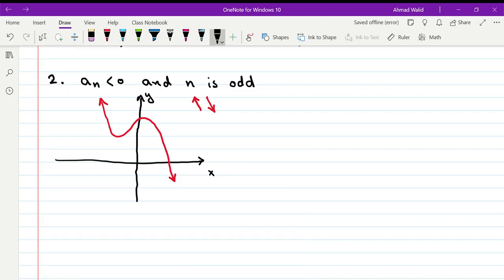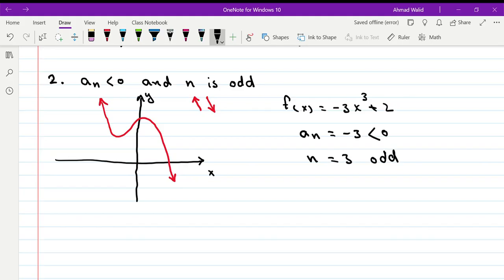Numeric example, but based on the function. For example, a very simple one, f of x equals negative 3x cubed. Or let's say put another number if you want to see it like this, negative x cubed plus 2. What is a sub n? What is the leading coefficient? Negative 3. And negative 3 is less than 0, right? It's a negative number. What is the degree? The degree is 3 and 3 is an odd number, then what is the end behavior of the graph? The graph rises on the left side and falls on the right side.